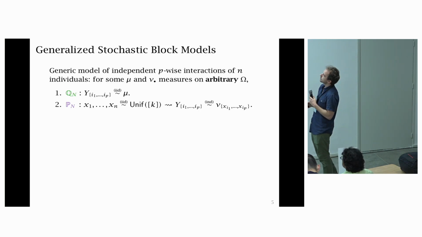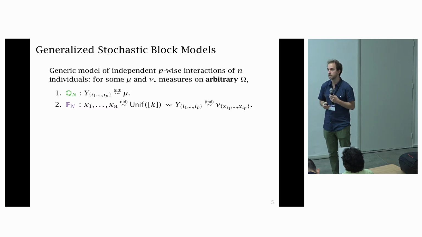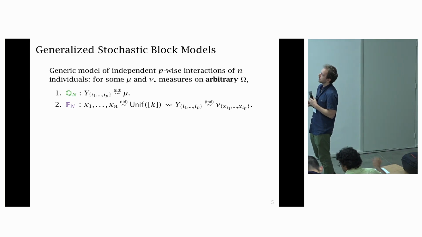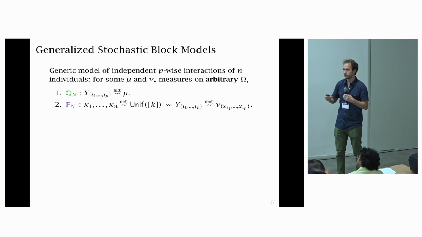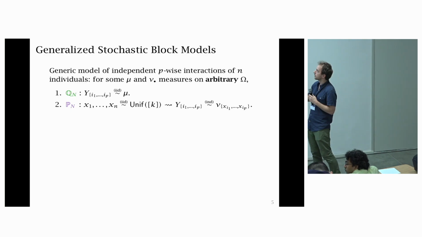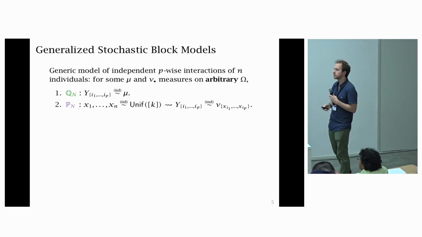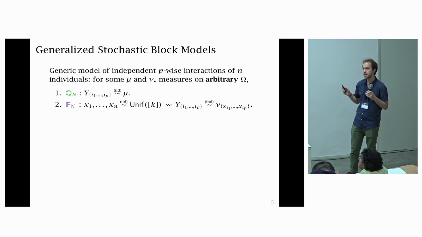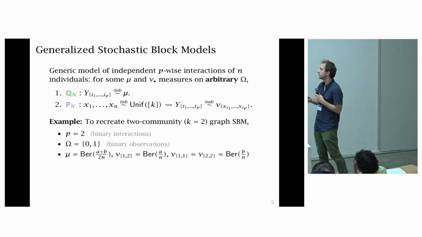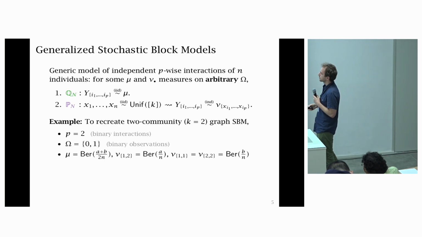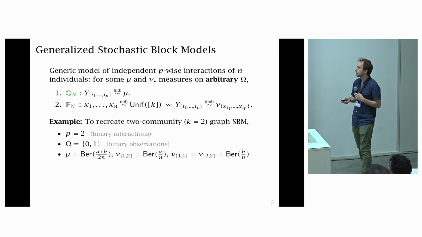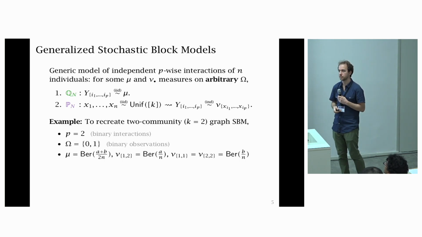So first of all, we'll generalize this to arbitrary p-way interactions. So every group of p nodes will interact somehow. Under the null model, they'll just generate IID observations from some one distribution. And under the planted model, we'll give them labels, and then they will interact according to their labels. But now these interactions can be measures on just any sets you want whatsoever, right? So they can carry any kind of information. So for example, if you want to recreate this stochastic block model with just two communities, you would set p equals 2, you would set the observations to be binary, and then you would just set up these measures in exactly the way that we had before.